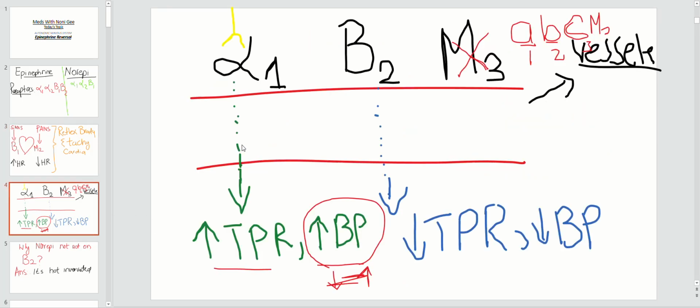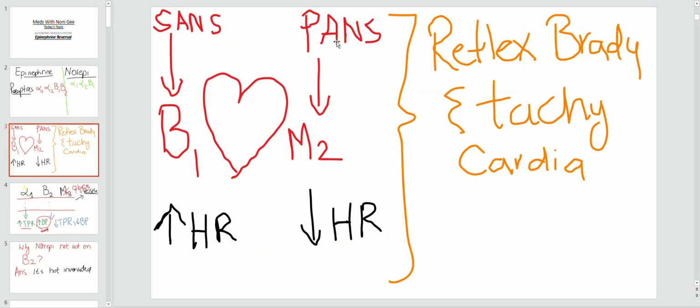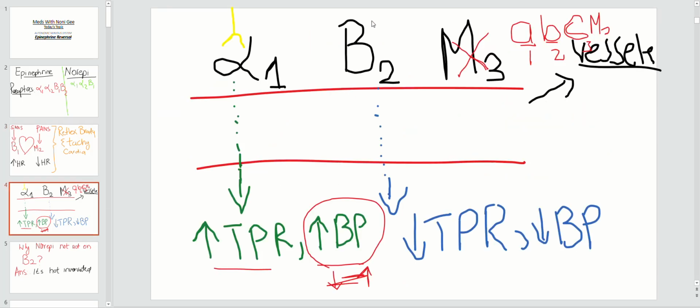When you increase the total peripheral resistance, you increase the blood pressure, and the baroreceptor reflex is activated. It goes to the parasympathetic autonomic nervous system, stimulates the M2 receptor, and you decrease the heart rate, which is called the reflex bradycardia, right? So now coming back, if you are stimulating the beta 2 receptor, which causes vasodilation, right? Vasodilation.